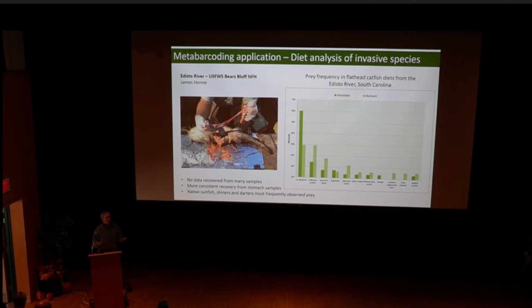So obviously in the intestines, it's been in the system longer. There's a lot more degradation. That DNA is just degraded to the point where it's not really useful. And so it tells me gut samples are a lot better to be working with than intestinal samples. But you start getting a picture too of the native fish community that's being hit. So they certainly hit the sunfish, shiners, and darters pretty hard. That's consistent with some additional years of data. Okay, so that takes care of the examples.